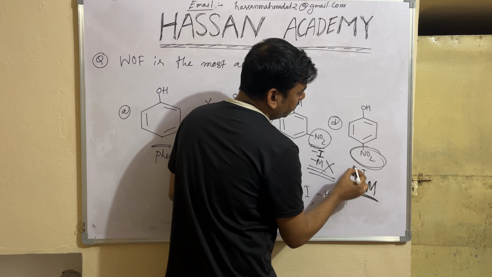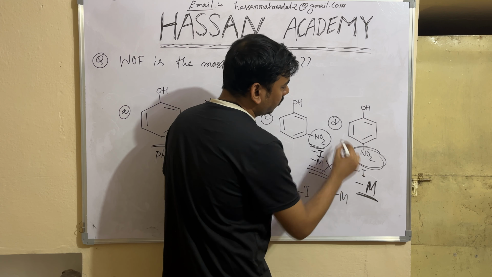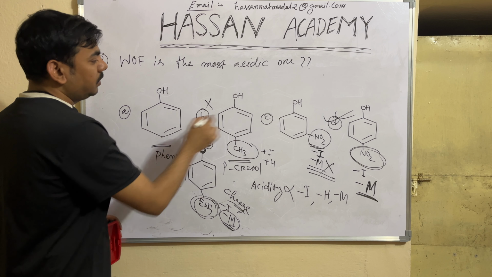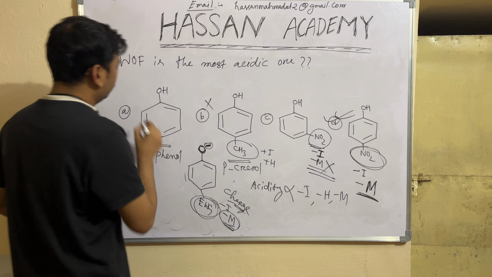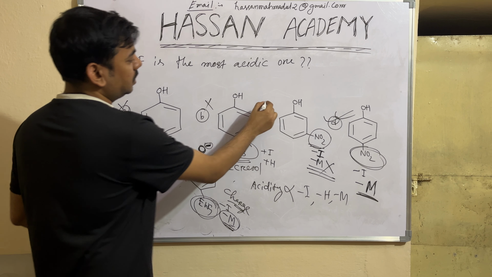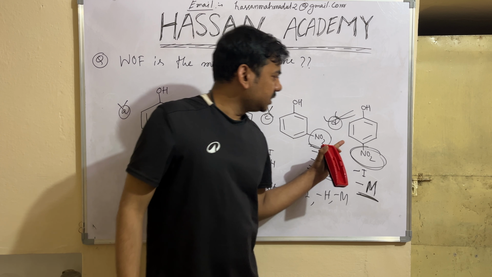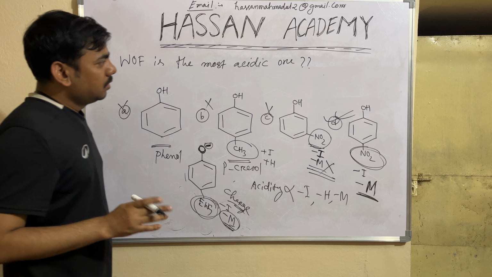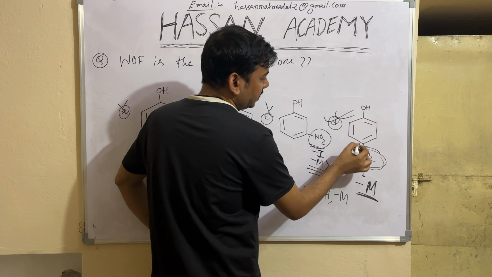We want minus M. Since it has minus M and which is very powerful, this is the one which is the most acidic compared to phenol. This can also be your answer, this can also be your answer. Now this is para-nitrophenol.